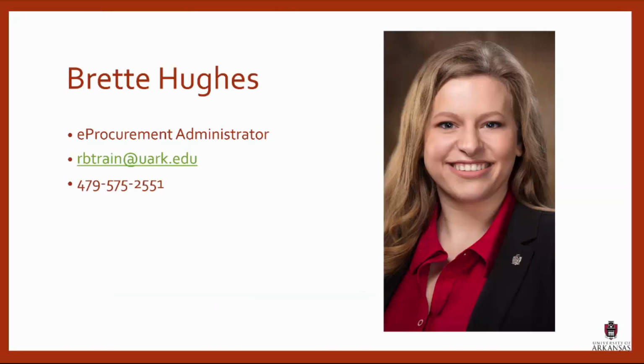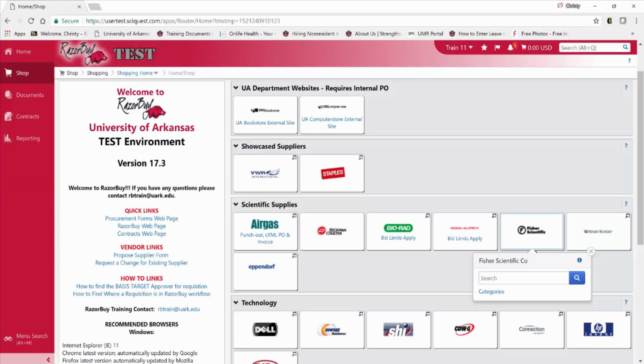My name is Brett Hughes, and I am the e-procurement administrator. You can reach me by email at rbtrain@uark.edu or by phone by dialing 479-575-2551. Our first order will be a catalog order with Staples.